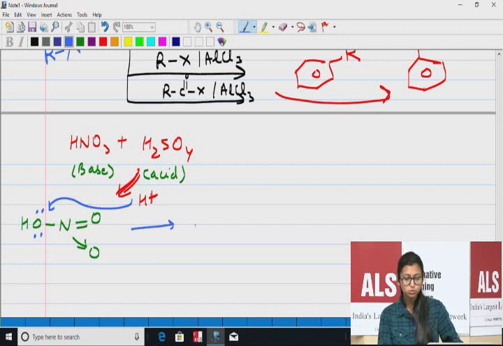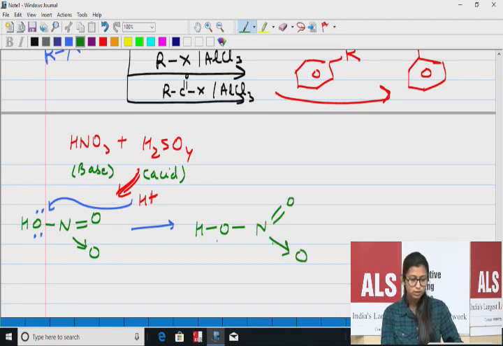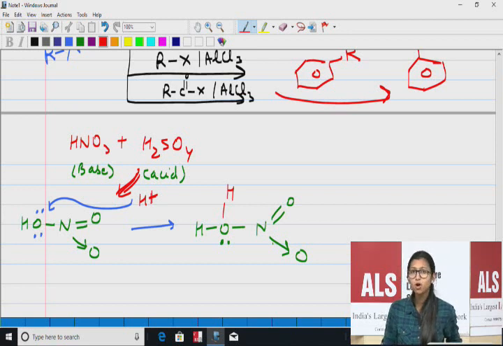What will happen now? See, I am drawing again. Let's keep it very simple. One lone pair is already there. One is gone in the bond formation, right? I get a hydrogen here. Aizwal, any doubt till now? Anyone having any doubt? Just tell me. I have made a bond with the hydrogen here. Just write down quickly.